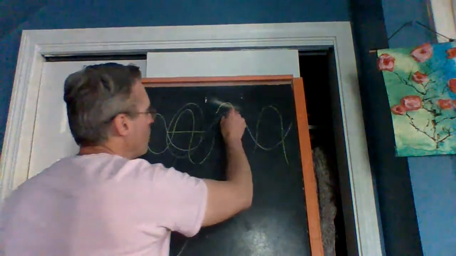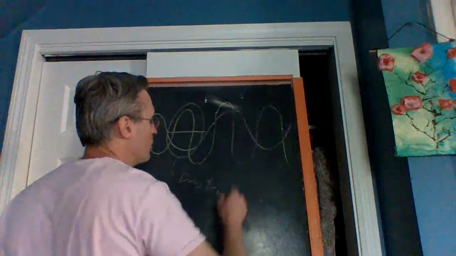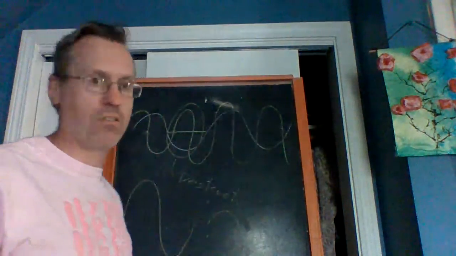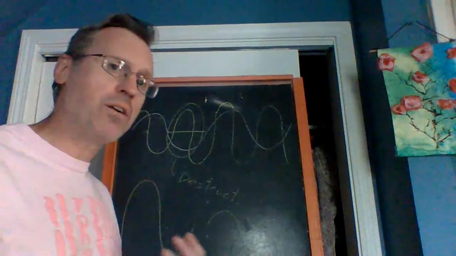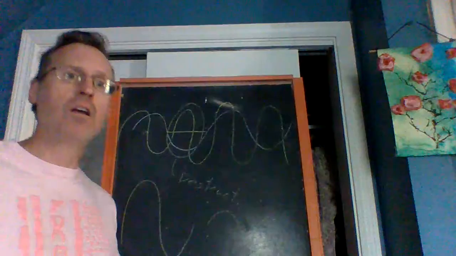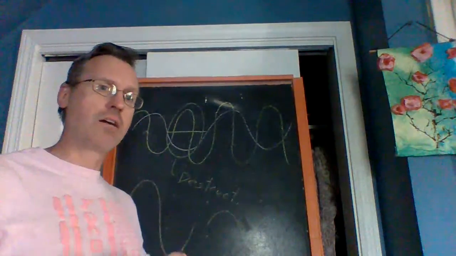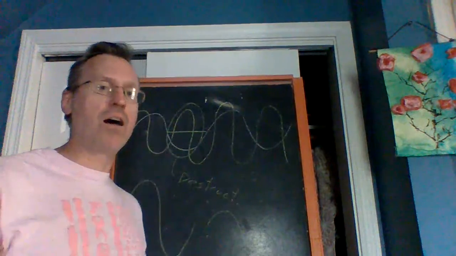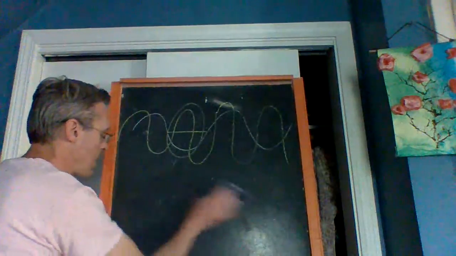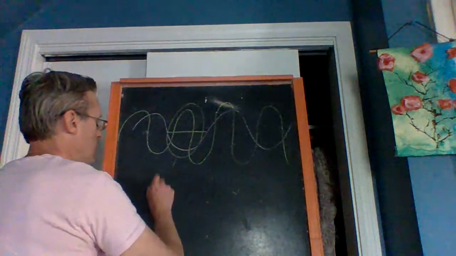Over here we have a crest meeting with another crest. What's that going to do? They're going to construct. They're going to make a bigger crest right there. That means it's going to be louder. And that's why you hear that pulsing sound, that pulsing of loud, soft, loud, soft, loud, soft. When you hear that, that phenomenon is called a beat. The pulsing phenomenon is called a beat.